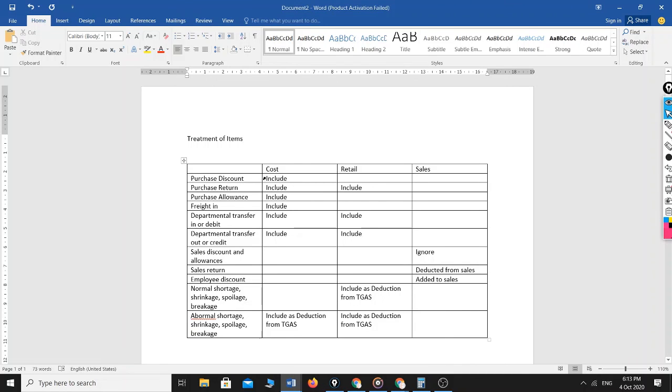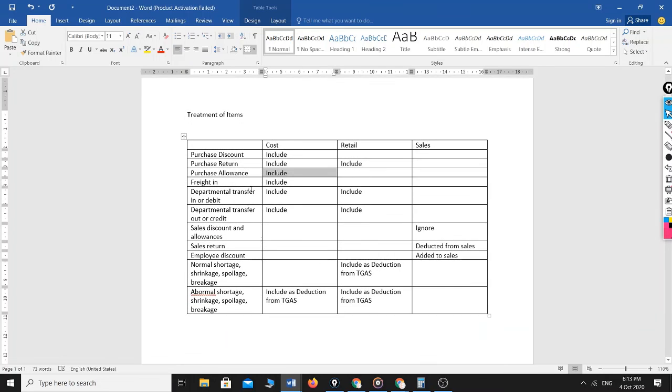For example, purchase discount affects the cost but does not affect the retail. Purchase return affects both. Purchase allowance affects the cost only. Freight in also affects only the cost part. Departmental transfer in affects both. Departmental transfer out affects both. So on the debit side, departmental transfer in should be added. Departmental transfer out should be deducted.